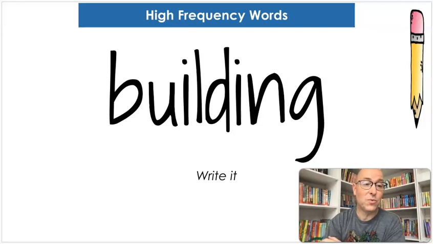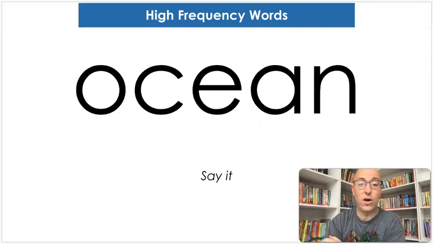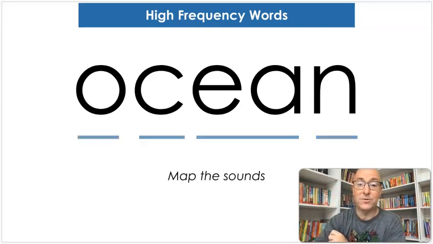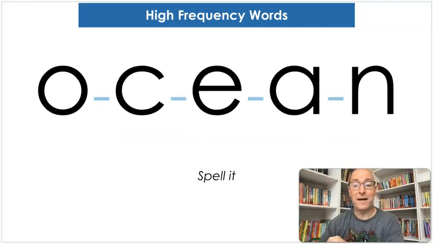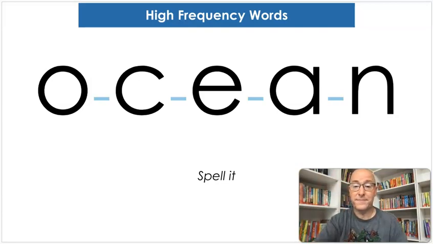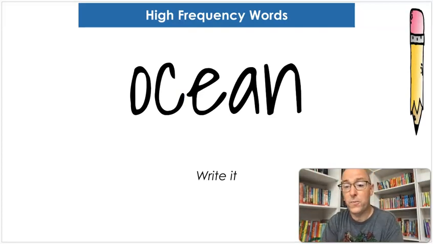And our last word this week is the word ocean. Say ocean. Map the sounds. O, sh, I, n. Ocean. Spell it. O, C, E, A, N. Ocean. And write it. O, C, E, A, N. That's our last word this week.